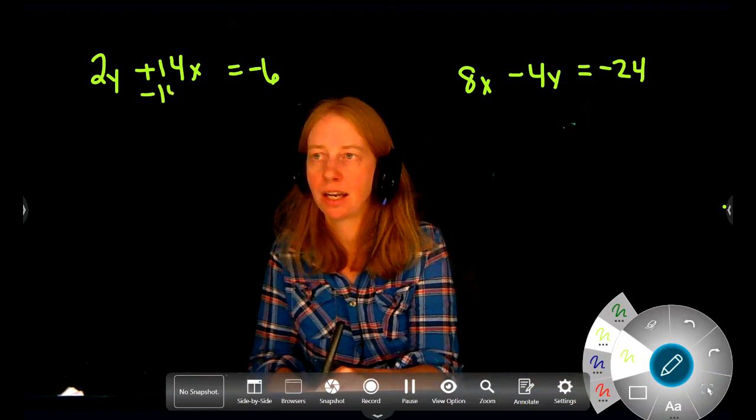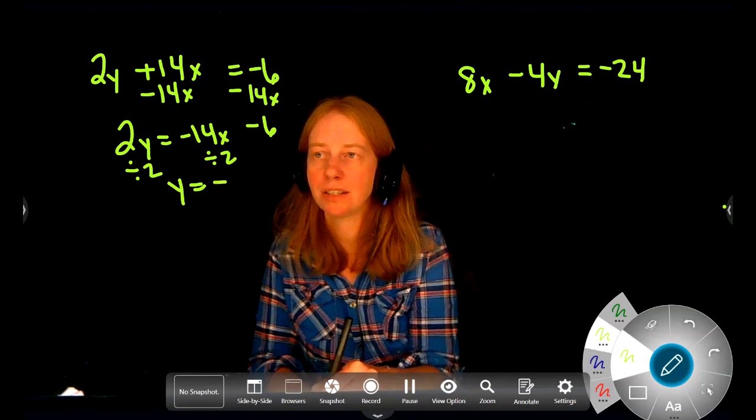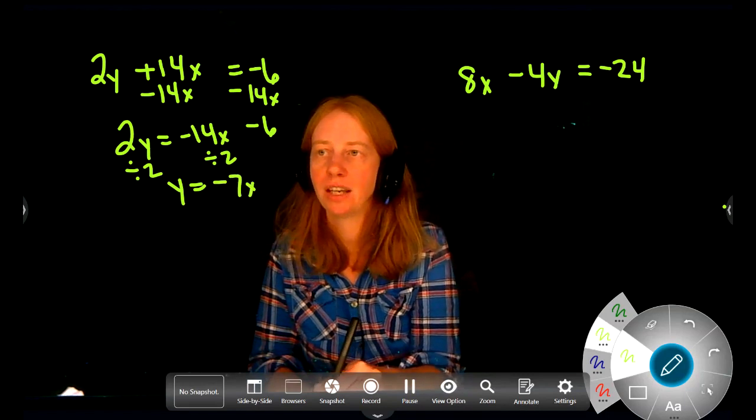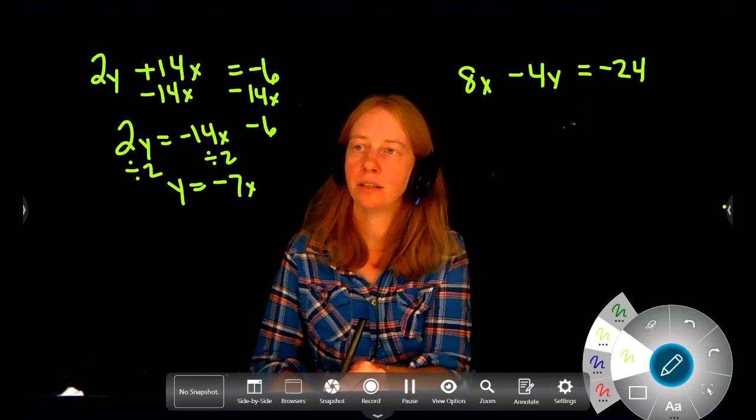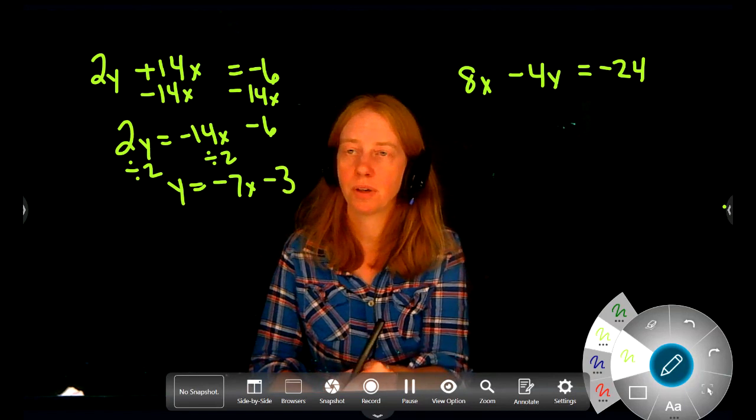We're going to move the negative 14x to both sides, because we want this y to be all by itself. And we are dividing by 2 on both sides. So we have y equals negative 14 divided by 2 is negative 7x. Negative 6 divided by positive 2, sorry, is minus 3.